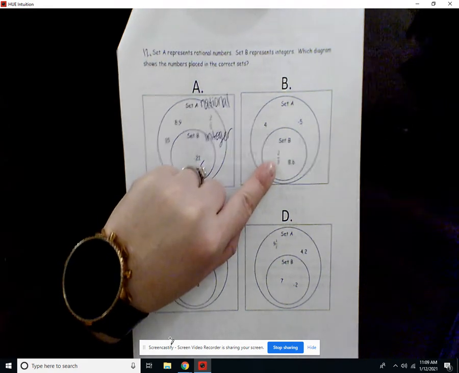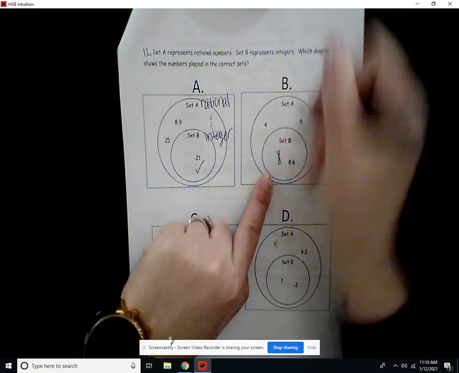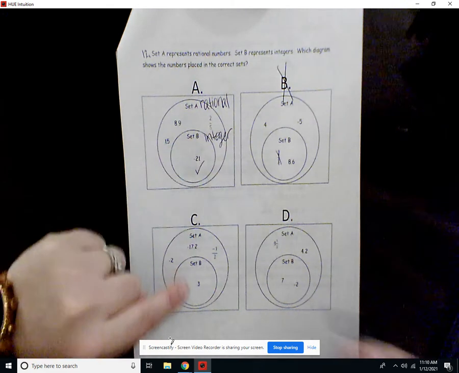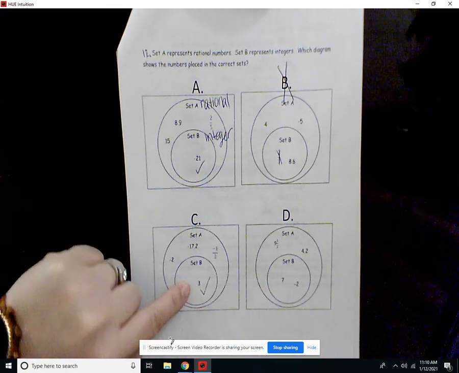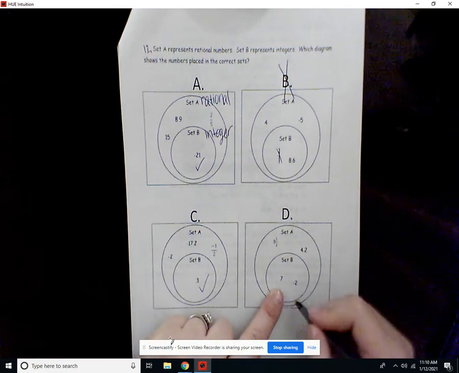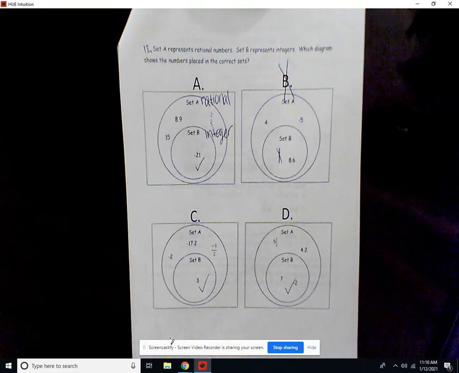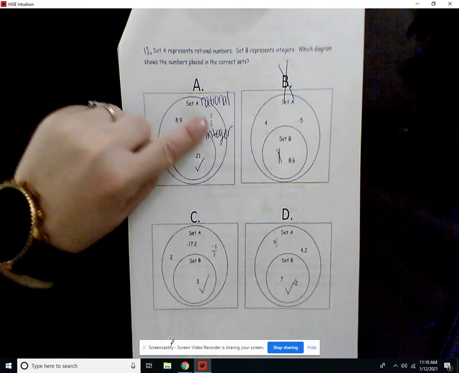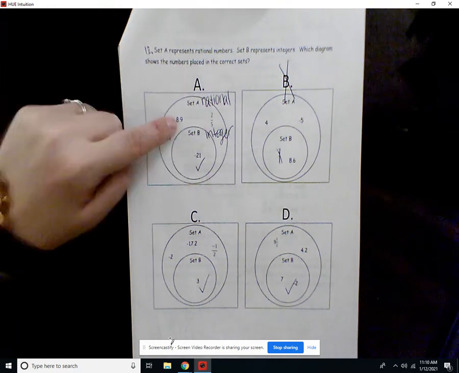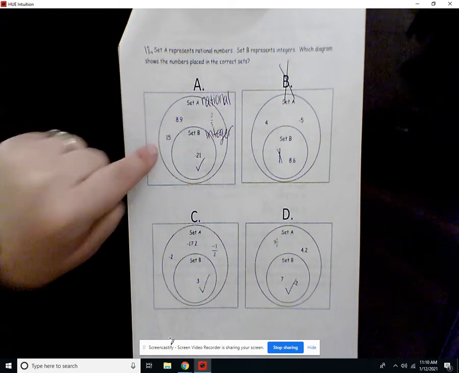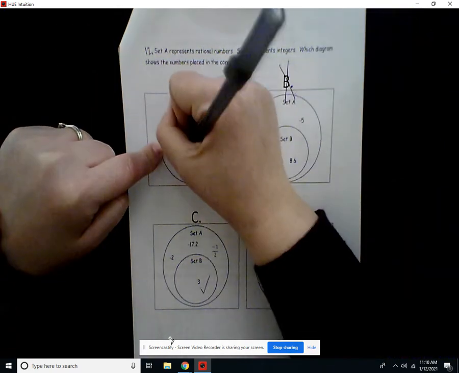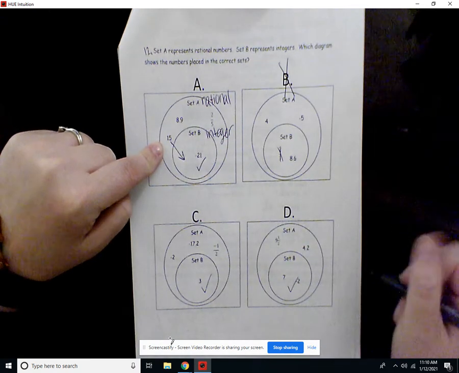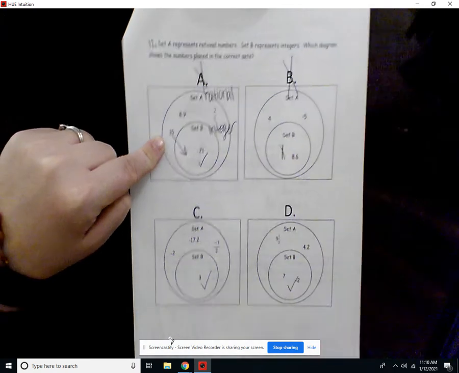B, 2/3 is not an integer, so we're going to mark that out. C is an integer for number 3, and then an integer for D. Those are both integers. All right, so the next part is making sure they're rational, okay? And they can only be rational. So 2/5 is only rational. 8.9 is only rational, but 15 is an integer. So it's not in the correct set. So we're going to mark out A.